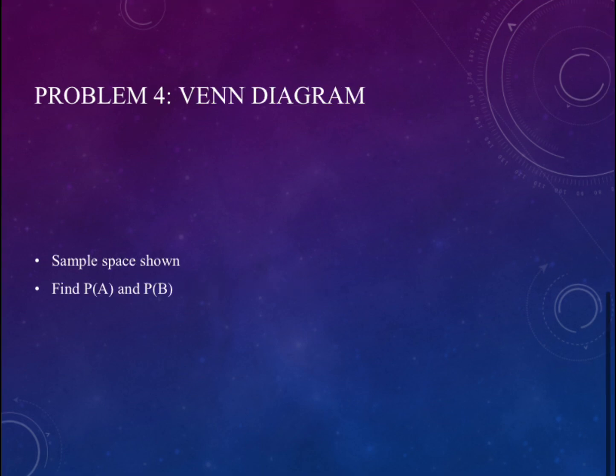This slide shows a Venn diagram with events A and B. The sample points are equally likely. To find P of A, we count how many points are inside circle A and divide by the total number of points in the sample space. The same logic is used to find P of B.